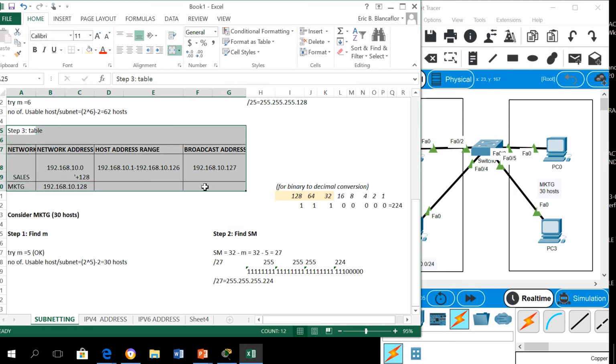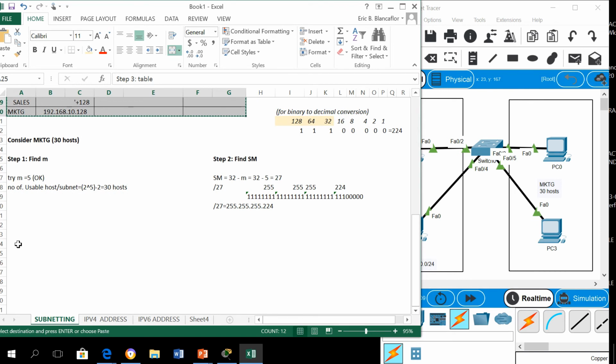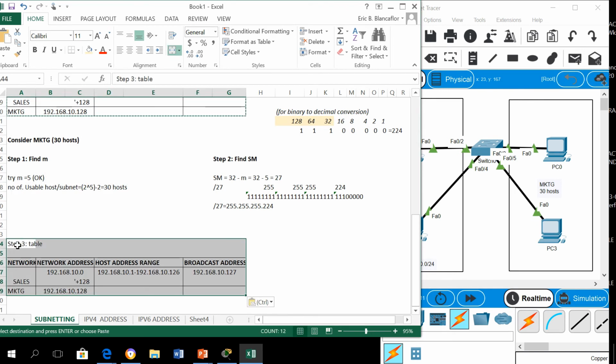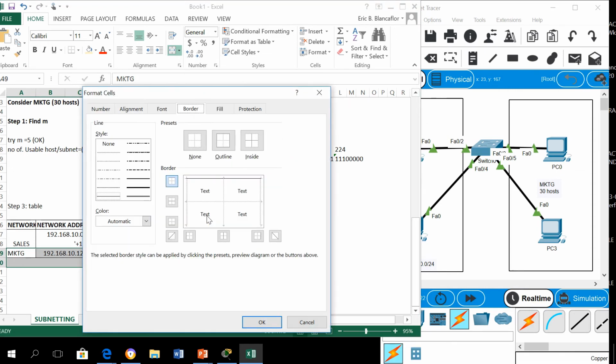And the last step now is the table. I'll copy that and paste it here. We stop at 128. I'll just fix my table here. So, I stop at 128.